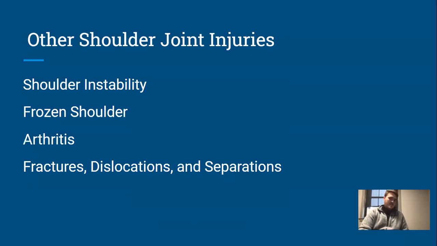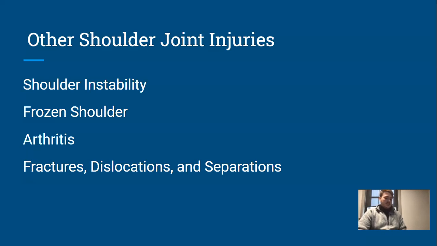Fractures, dislocations, and separations. First, fractures. A fracture is a break in bone. It happens usually in sports injuries, but can happen in car accidents as well. Other causes that are not injury related are low bone density and osteoporosis. Overuse can also cause stress fractures.